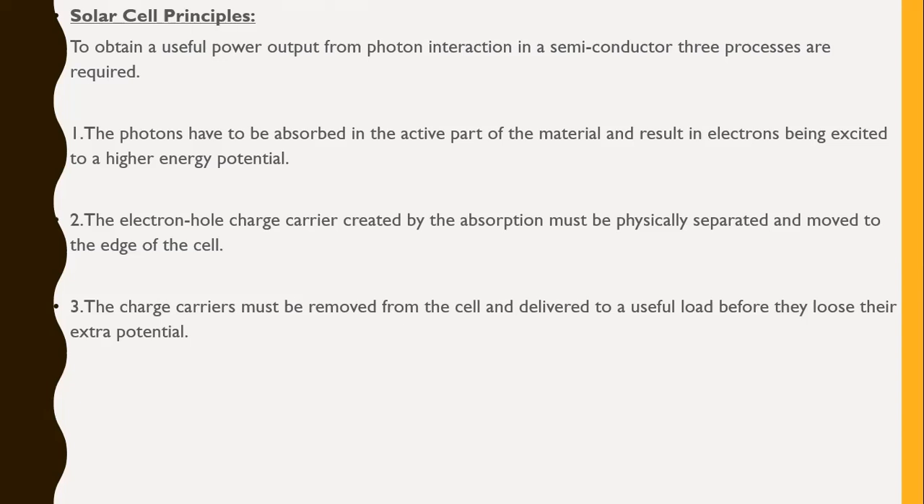Each and every material has a photovoltaic effect, but if you measure it, it is only up to some extent. We observe this effect to a large extent in some materials only. So those materials are called semiconductors.